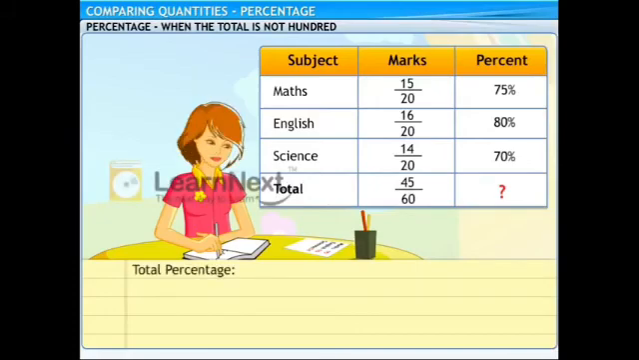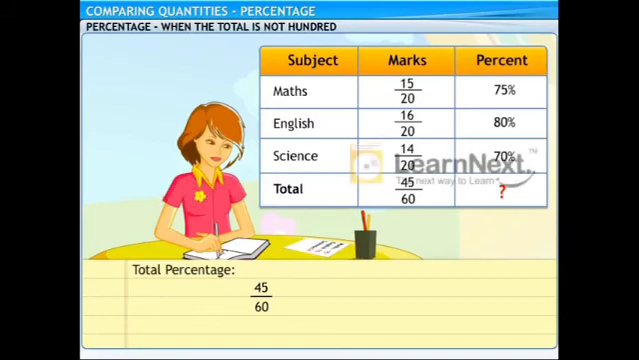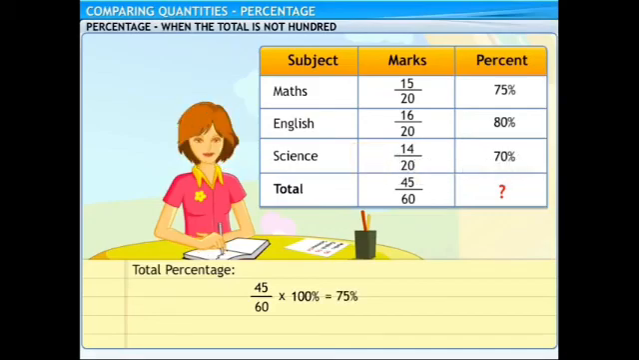Now, Rima has to find her total percentage in the unit tests. Let's find out how to do that. The total of Rima's marks in the unit tests is 45 out of 60. To find the total percentage, Rima converts the fraction 45 upon 60 into a percentage. She finds out that her overall percentage in the unit tests is 75.